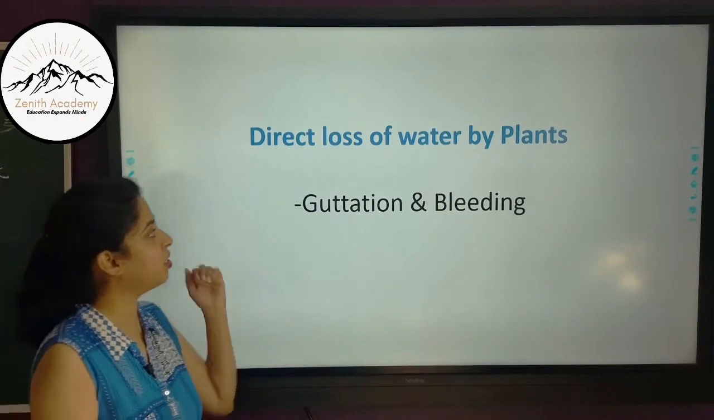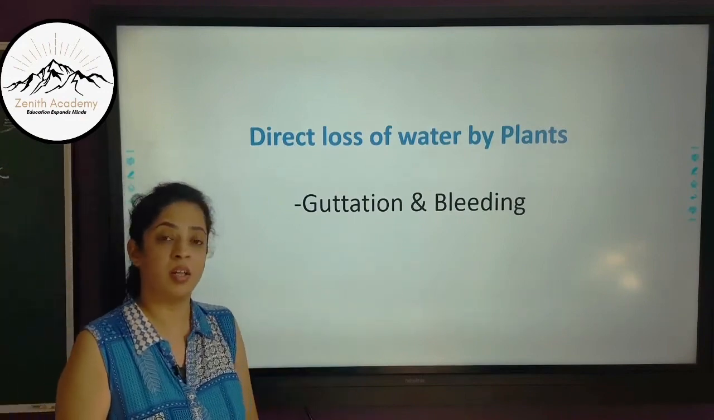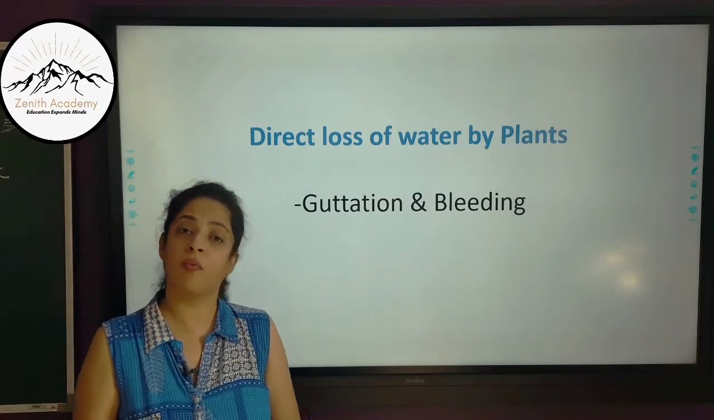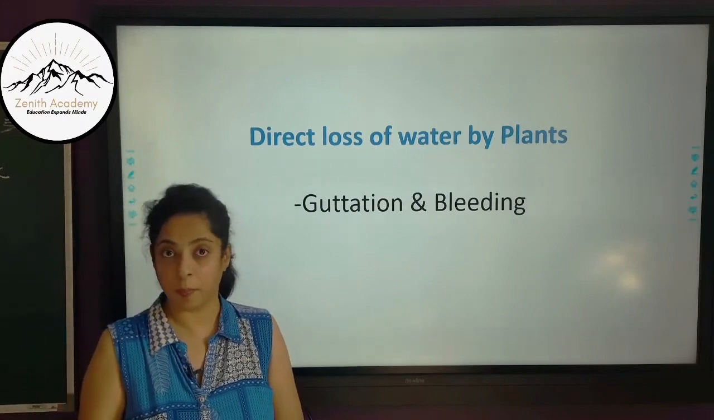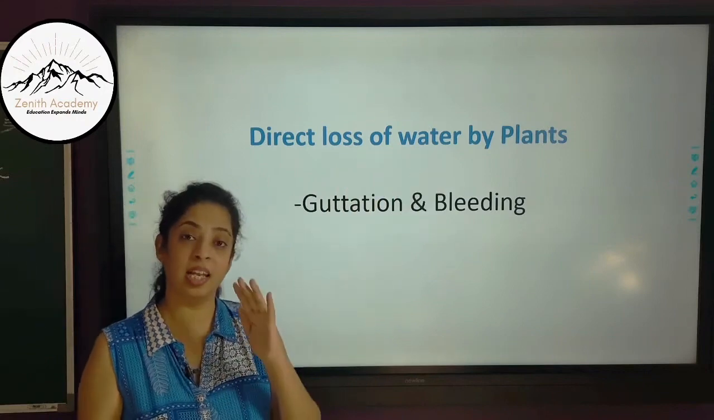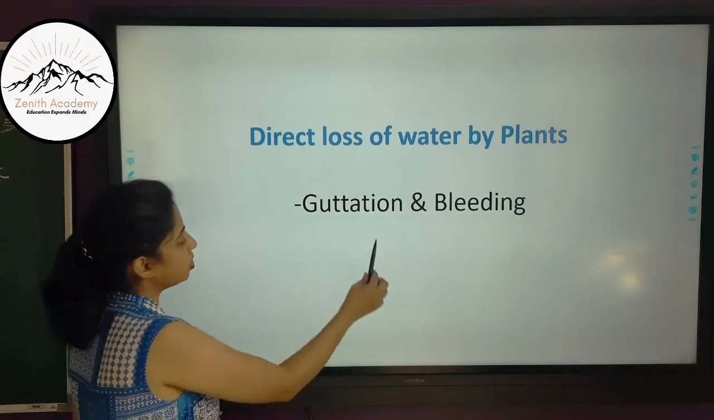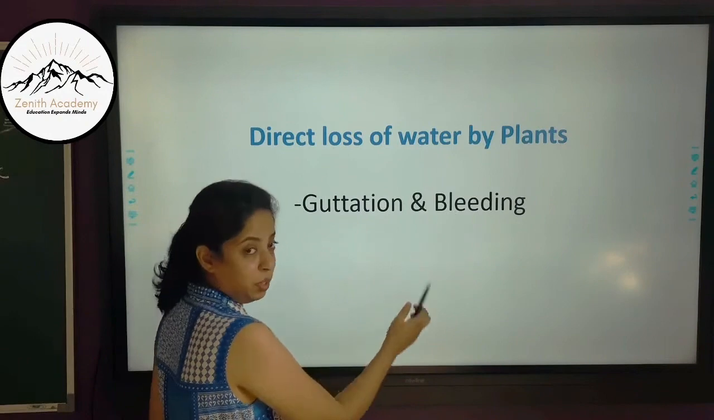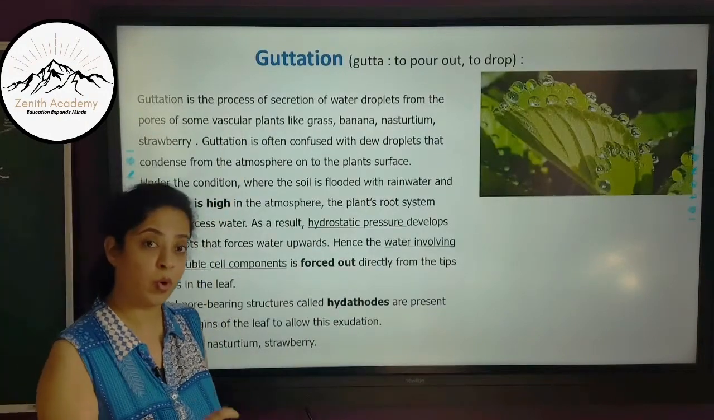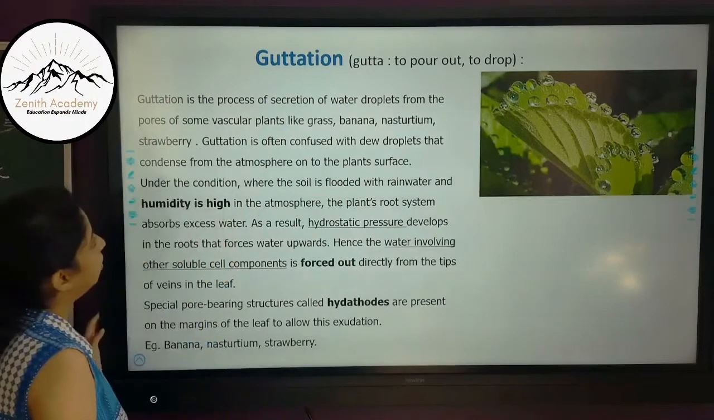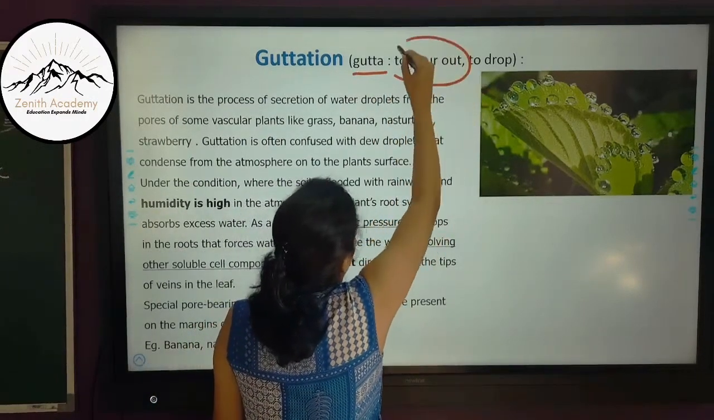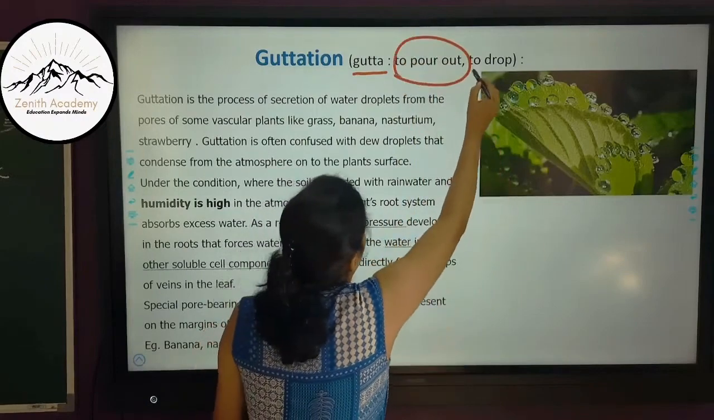Now we'll study the direct loss of water by plants. Right now we have studied in transpiration the loss of water in the form of water vapor. But now we'll study direct loss of water by plants in the liquid state. So, two processes we will be studying, guttation and bleeding. So, the first process, guttation, which is very important, so pay attention here. Gatta means to pour out, or to drop.